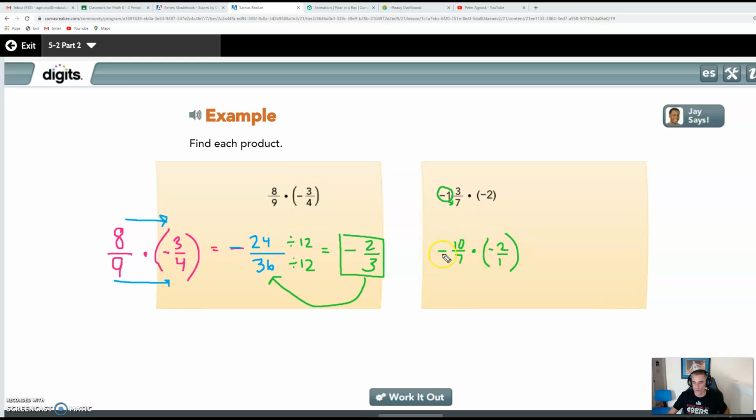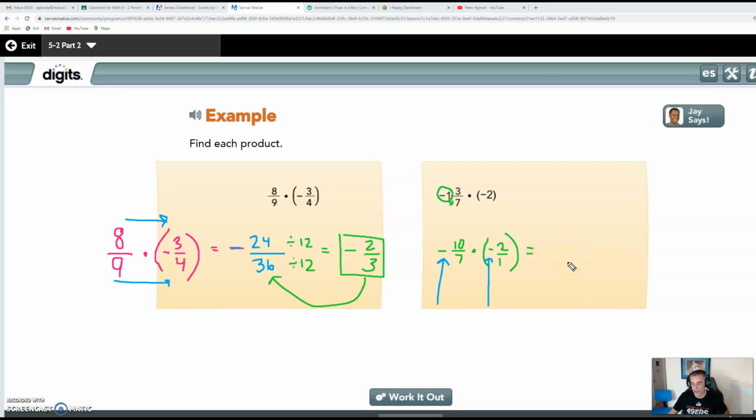Okay. Now we're basically in the situation that we were over here. We're just going to multiply straight across. Let's think about the sign of our answer. I have 2 negative signs. There's a negative and there's a negative. 2 is even, and anytime I have an even number of negatives, my answer is going to be positive.